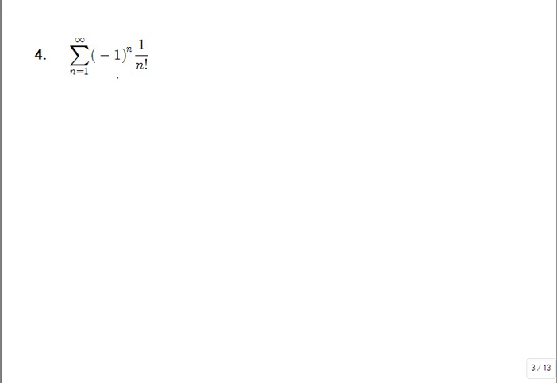So if we look at this next example, again another alternating series. So I'm going to use my alternating series test. I'm going to take a look at my limit as n goes to infinity of this 1 over n factorial. Infinity factorial is going to stay infinite, and 1 over infinity is definitely 0. Okay, so that condition is met.